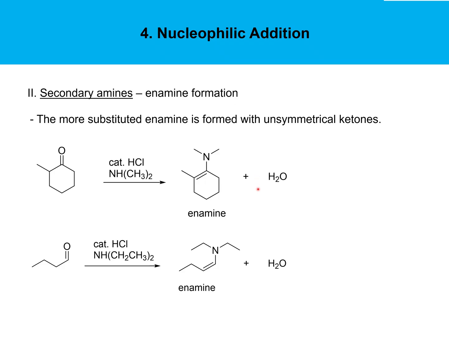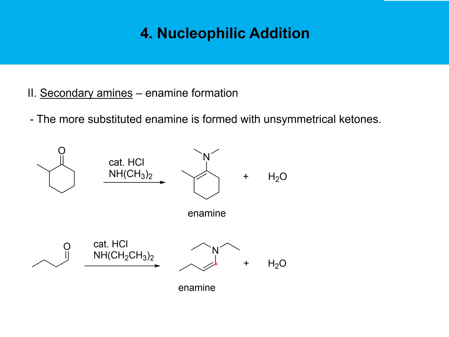This reaction, if we add water and HCl to an enamine, we can make it go back towards the ketone. Here's an example with an aldehyde. If we use HCl and a secondary amine, we can get the corresponding enamine. Aldehydes only have one alkyl group, so there's only one possible place where we can put the double bond. So the double bond will be here, between two carbons.